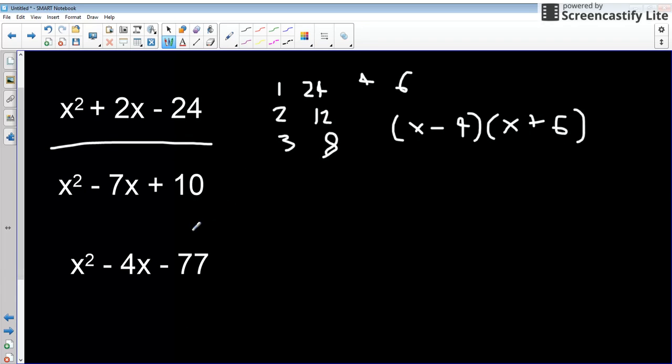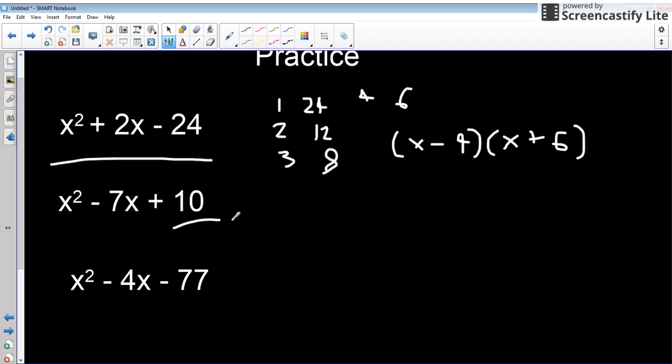This one, I should be thinking to myself, what first about this last term? Yes, factors of 10 that add to negative 7. And I'll let you go ahead and figure that out. What do you think the answer is to this one? Since they're adding to a negative, they should both be negative. And that means I'll have x minus 3 times x minus 4. Very good on that one.